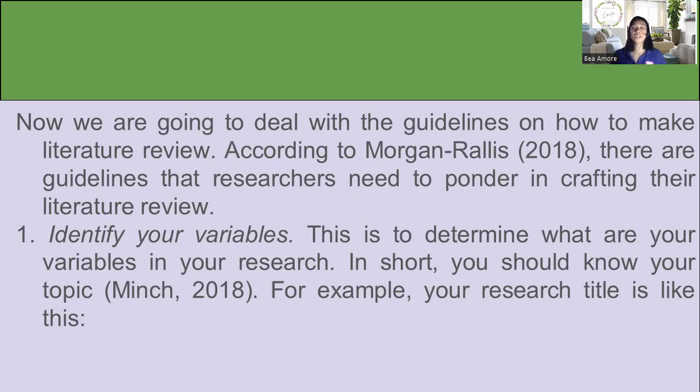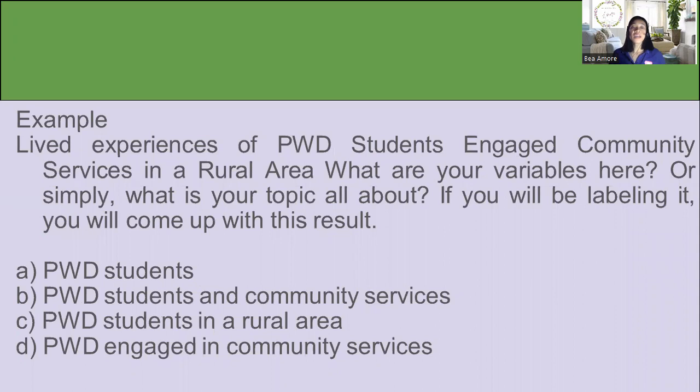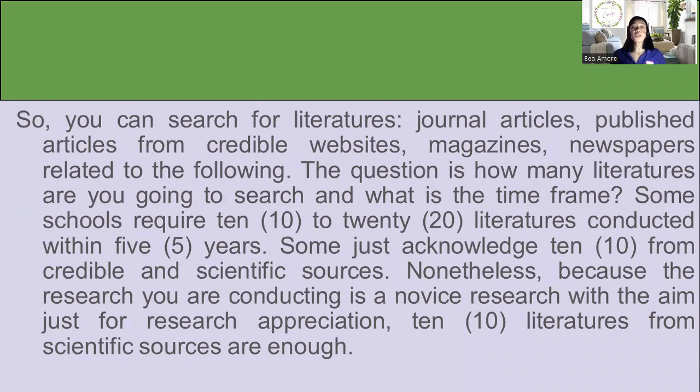For example, your research title is like this. Example: lived experiences of PWD students engaged in community services in a rural area. What are your variables here? Or simply, what is your topic all about? If you will be labeling it, you will come up with this result. It can be A, PWD students, or B, PWD students and community services, C, PWD students in a rural area, D, PWD engaged in community services. So you can search for literatures, journal articles, published articles from credible websites, magazines, newspapers related to the following.